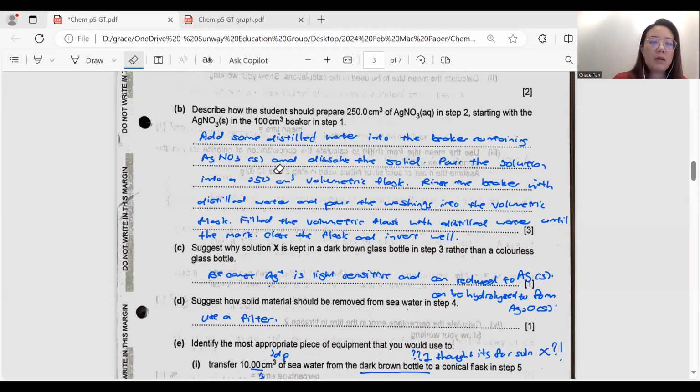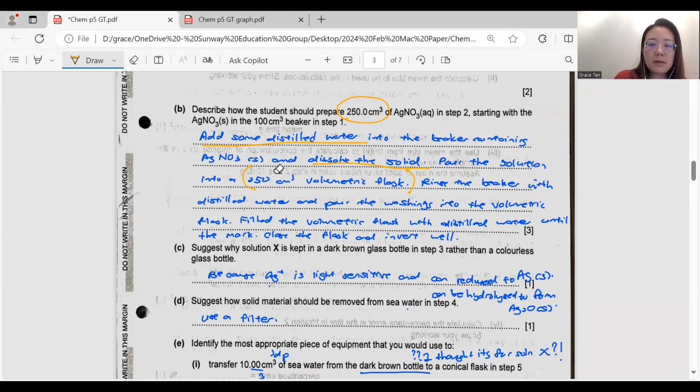Okay, so first, add some distilled water into the beaker containing your silver nitrate and dissolve the solid. Maybe you want to say stir, but I don't think stirring will have a mark, but normally it is to add distilled water to dissolve it. Now you pour the solution into a 250 volumetric flask. The capacity needs to be written properly because you want to prepare 250 cm³ of silver nitrate, so you want to use a 250 volumetric flask.